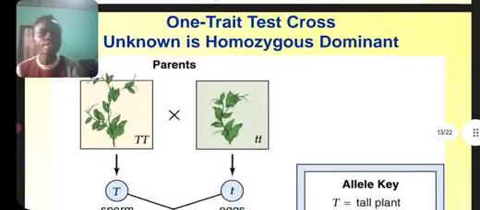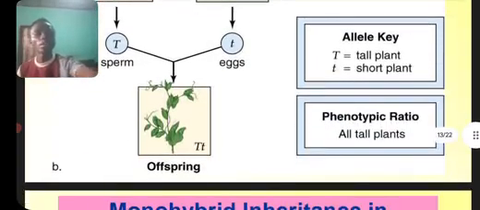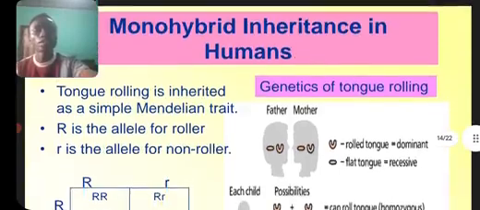Now, for a one-trait test cross, we're trying to check whether the individual is homozygous. So if you cross that tall plant with a short plant and you end up with all the offspring tall, that will imply that the tall individual was homozygous. That is the only explanation I can give. The individual is homozygous, meaning it is homozygous dominant for that particular trait.